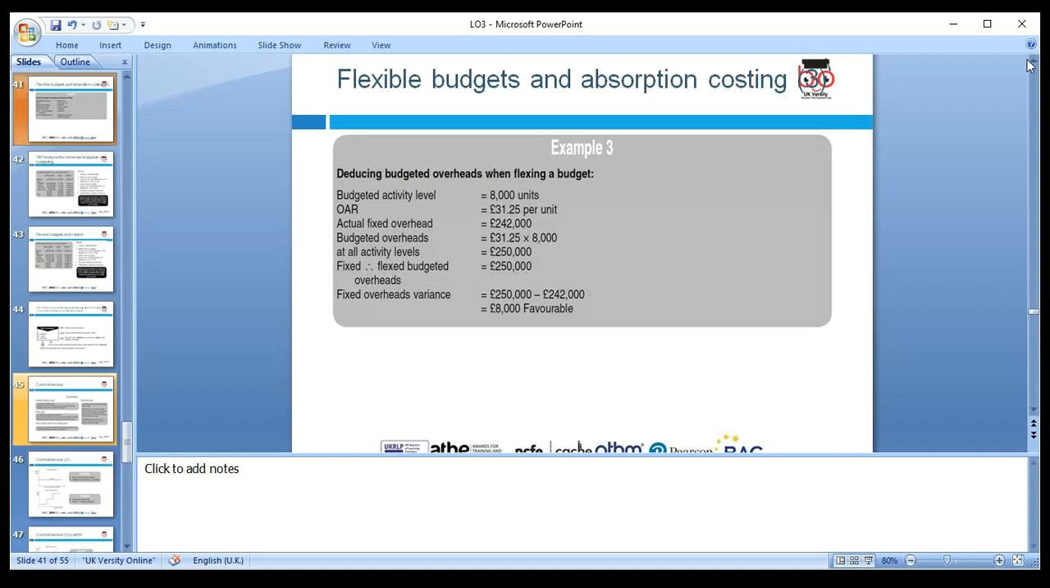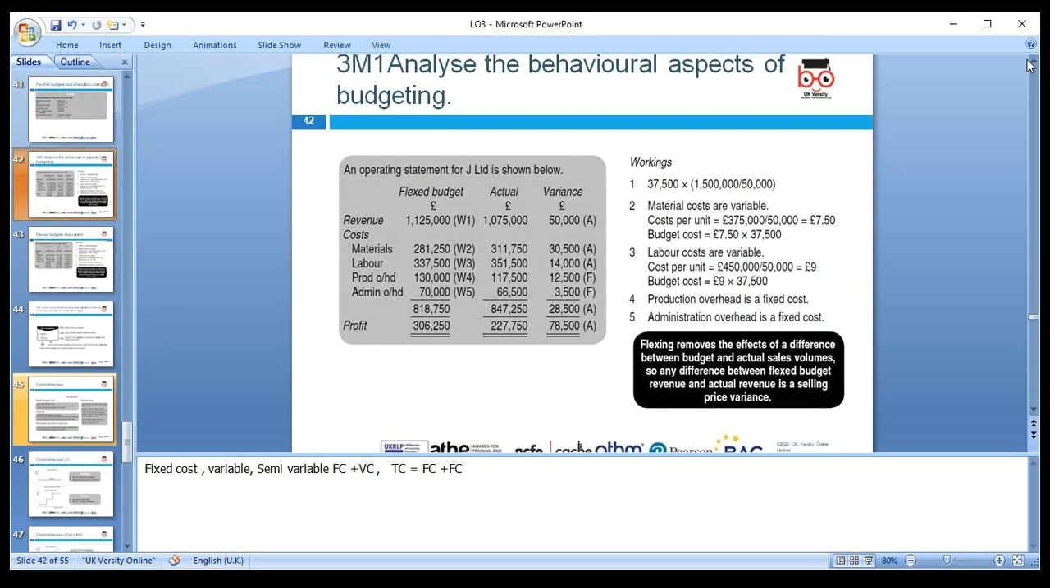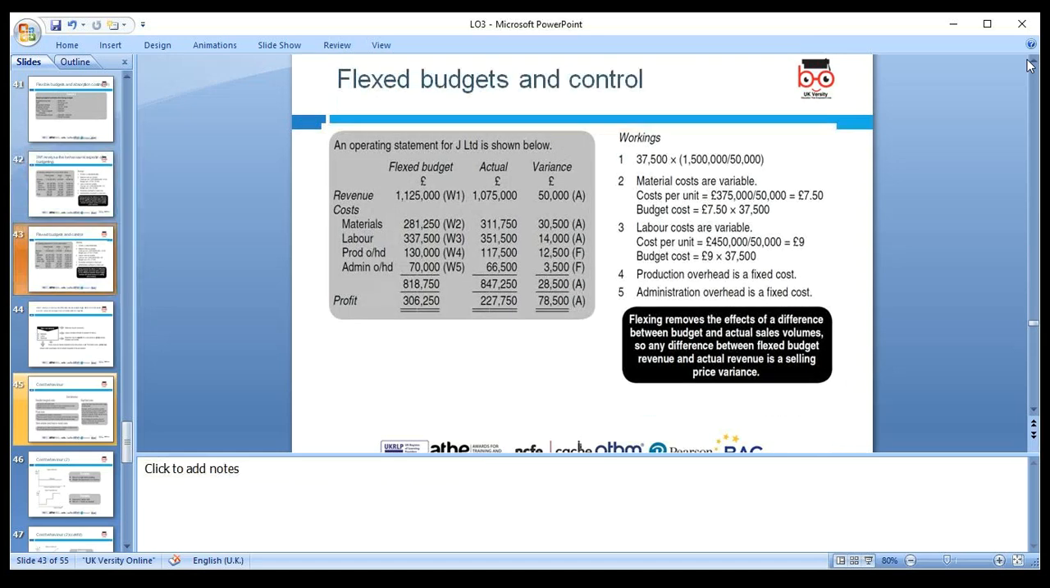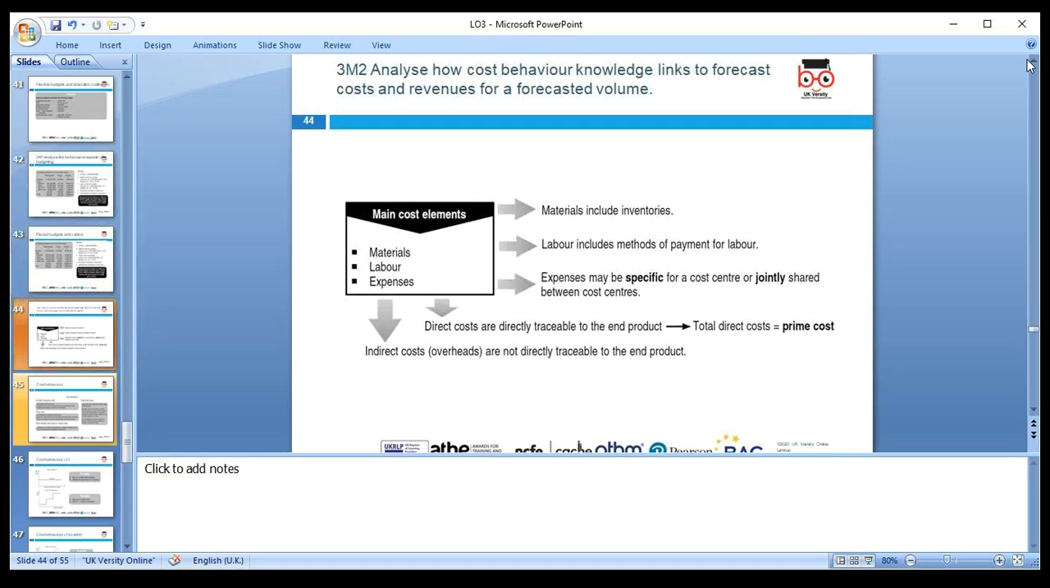For overhead absorption, we always have labor hours, machine hours, and units of production. These three bases we can use to absorb the cost that's been absorbed here. Under and over absorbed can mean under and over estimate, and all the working here we've been given, the revenue we have, which is based on 37,500 units.